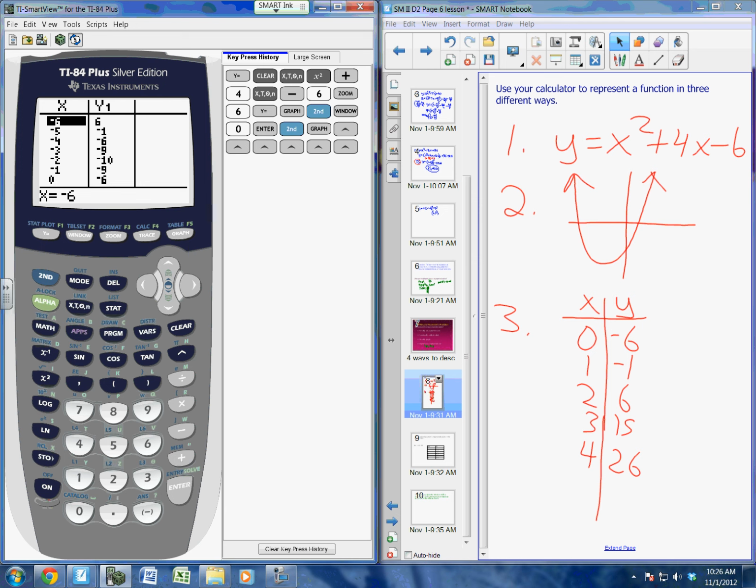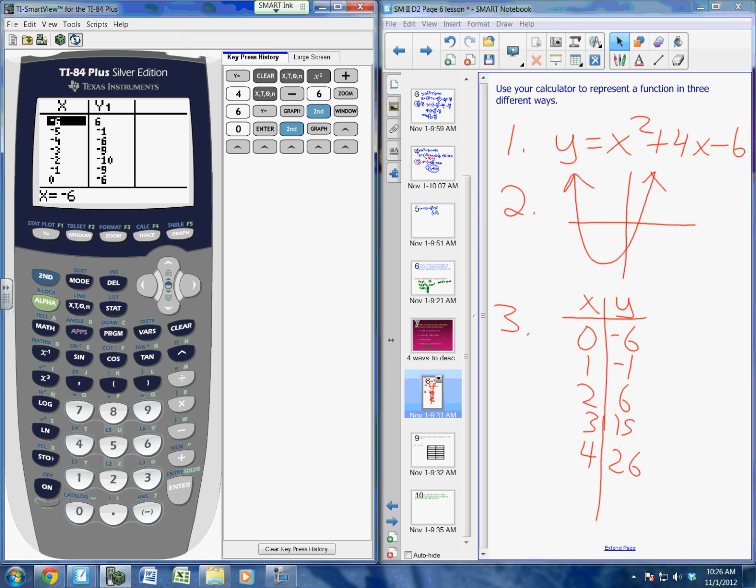Yeah, it will keep going forever. You can see the values of y given x. Okay, pretty cool, huh? So you guys know how to use your calculator to represent a function in 3 ways. Will the calculator represent this function in the 4th way? Why not? Because the calculator doesn't do the verbal description, does it?